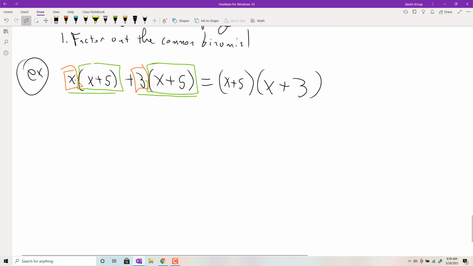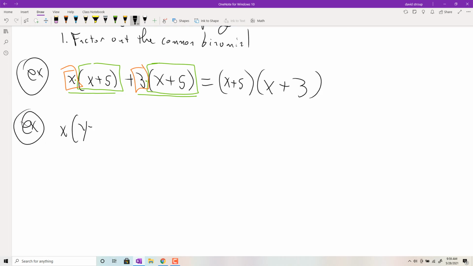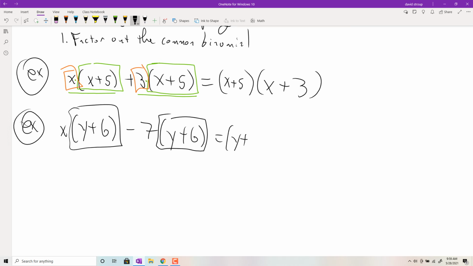Let's do a couple more. So I have x times y plus 6 minus 7 times y plus 6. Pretty easy, right? You're just going to factor out the y plus 6. So we have y plus 6 times, in the leftover parts, x minus 7. And there is a multiplication in between these two binomials. We don't write it, but it's in there. I've seen people try to put a plus sign in there. No, it's not a plus. These two are multiplied. I'm getting a little crazy with my parentheses. I need to tighten that up a little.